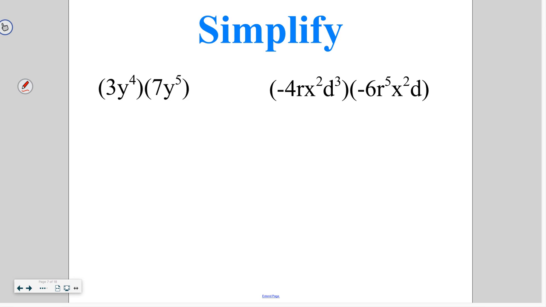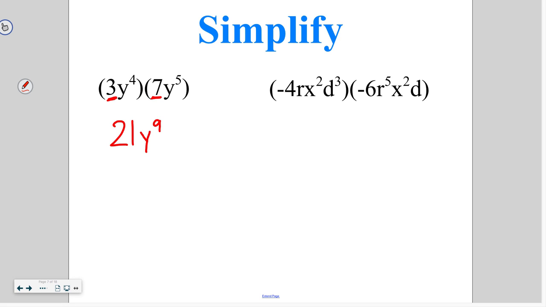So if we look at something a little bit more complex, when we start to put numbers in front, we're going to want to deal with the numbers first. So I've got 3 and 7. Those are being multiplied. 3 times 7 gives me 21. Then I've got y to the 4th times y to the 5th. Following our product rule, we're going to get y to the 9th. Adding up 4 and 5 gives me 9.